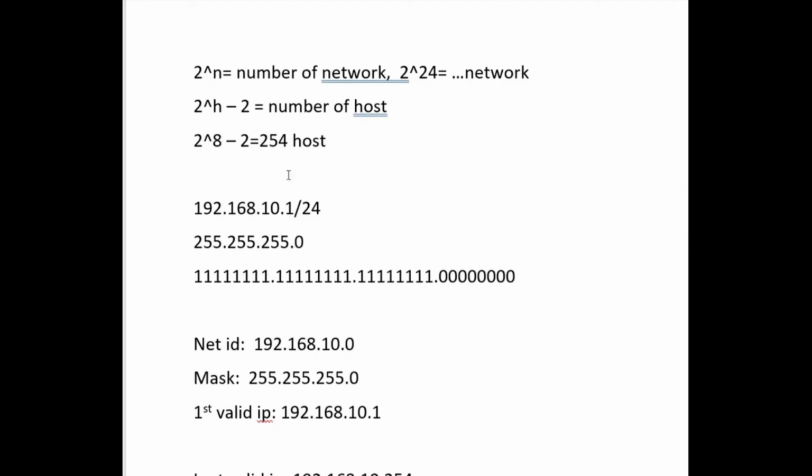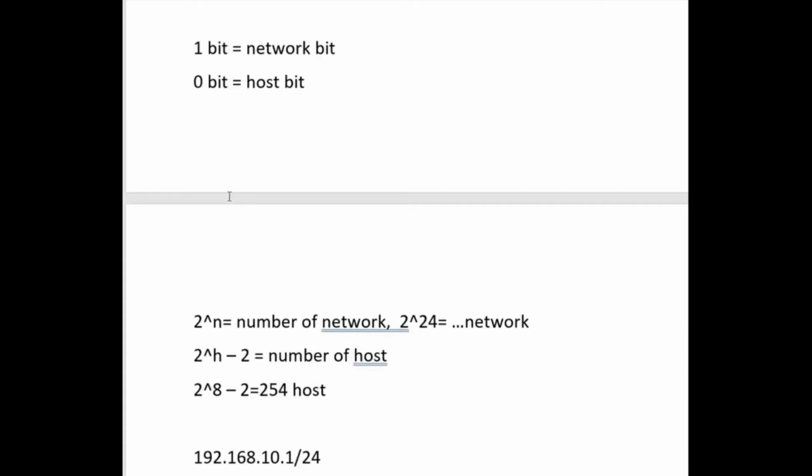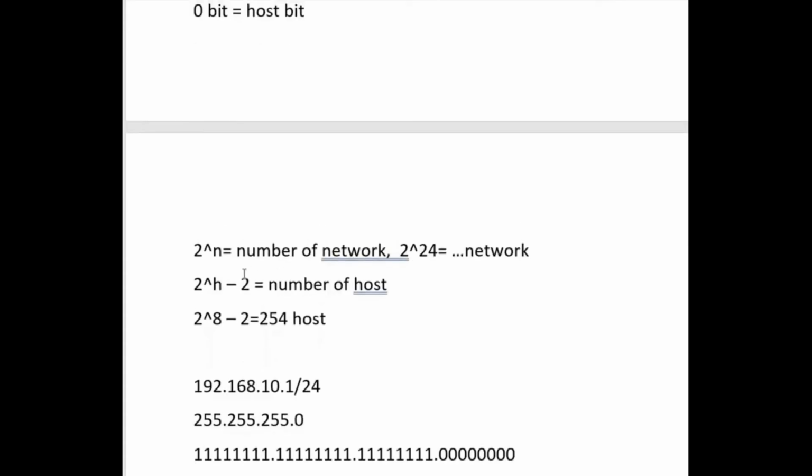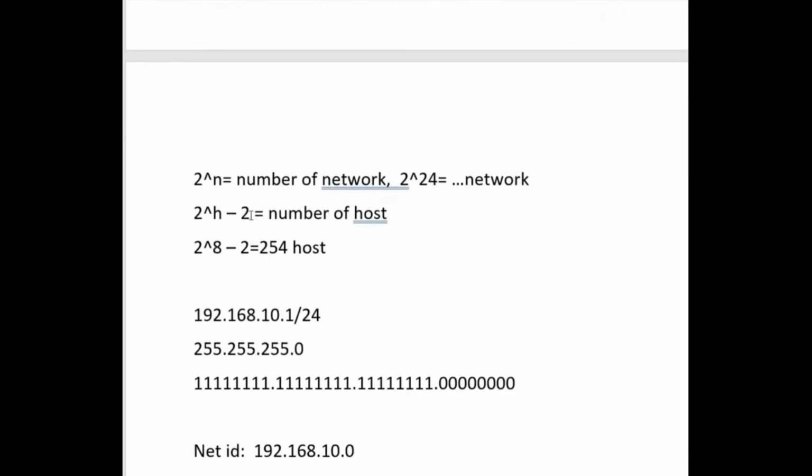A 1 bit we call a network bit, a 0 bit we call a host bit. With the 24 network bits, there's a formula for what we can do. 2 to the power n equals the number of networks, so 2 to the power 24 is how many networks you will be able to create. 2 to the power h minus 2 equals the number of hosts. So 2 to the power 8, because we have 8 here, minus 2 equals 254 hosts. What is a host? A host means an individual PC. Individual PCs, their IP addresses, they are the hosts. PCs, servers, mobile phones, they are all individual hosts.